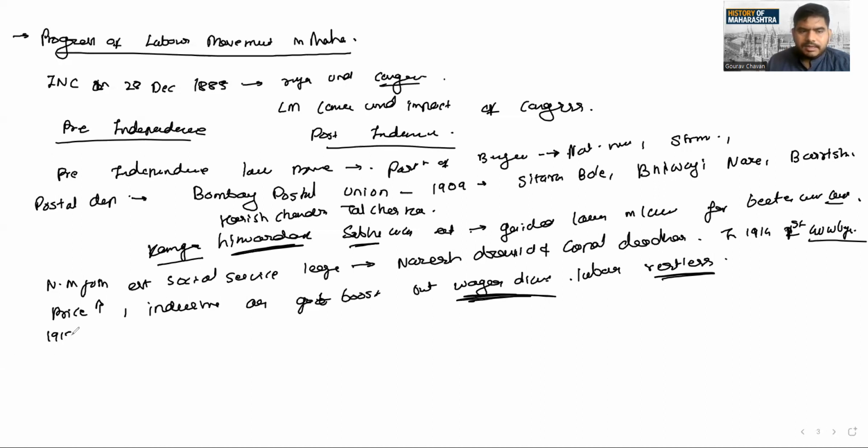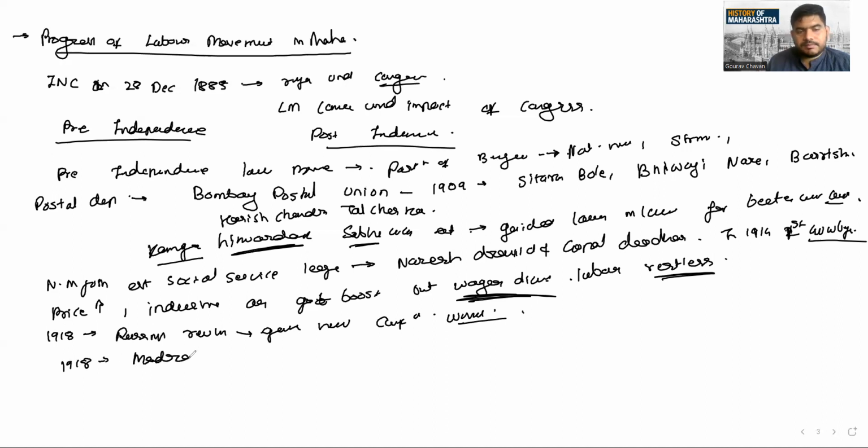Also, in the year 1918, there was a big event called the Russian Revolution. The outcomes of the Russian Revolution gave new confidence to the workers. And finally, in 1918, the Madras Labor Union was formed. Then unions started forming at a greater pace.